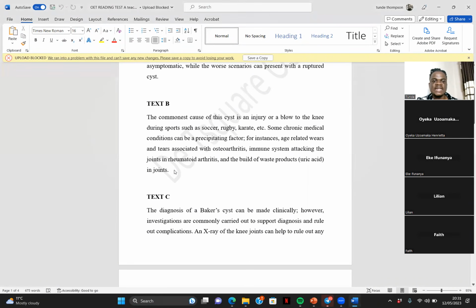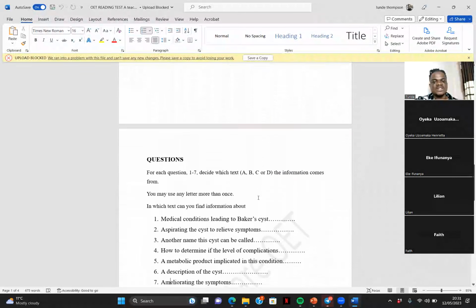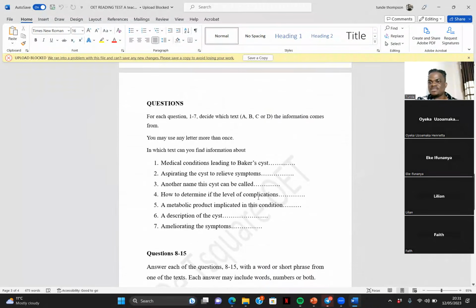Okay. Now, in this place, what are they talking about? They are talking about the medical condition that can lead to this Baker's cyst. So B will be the answer in this case. So if you suspect it, don't just pick it immediately, but first of all, read through. But let's see, because I'll still have some comments to make at the end.